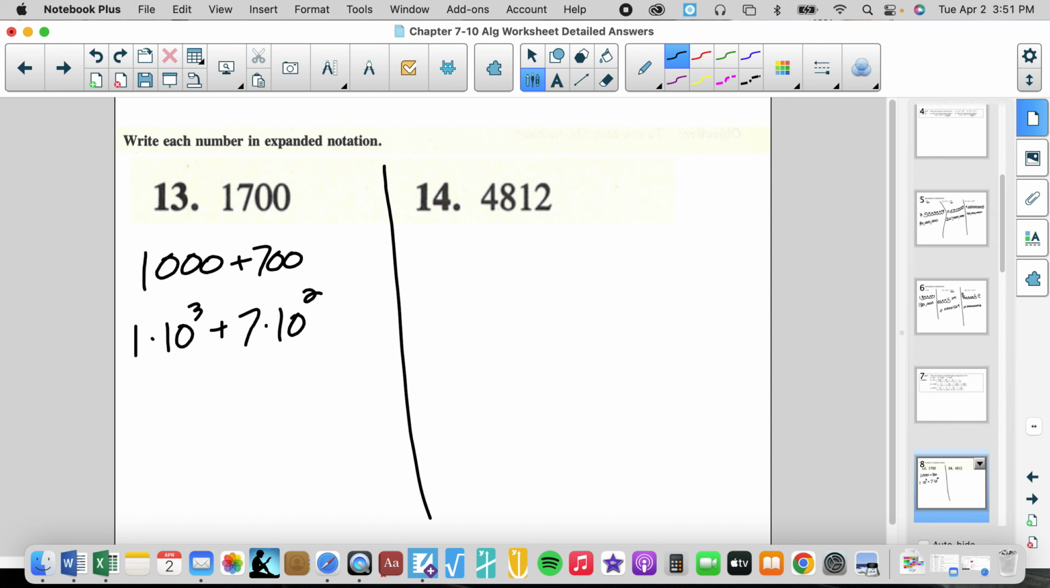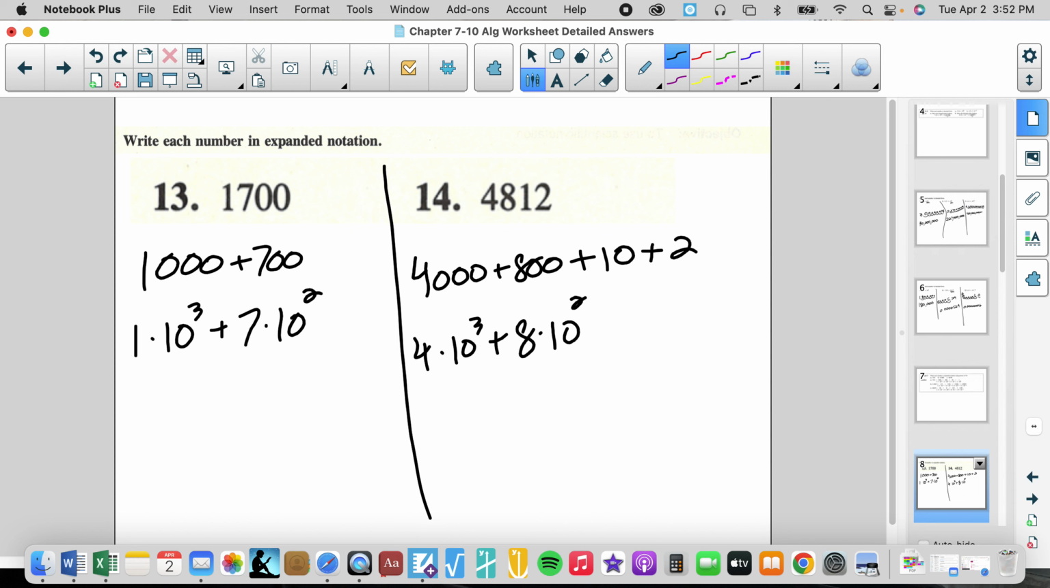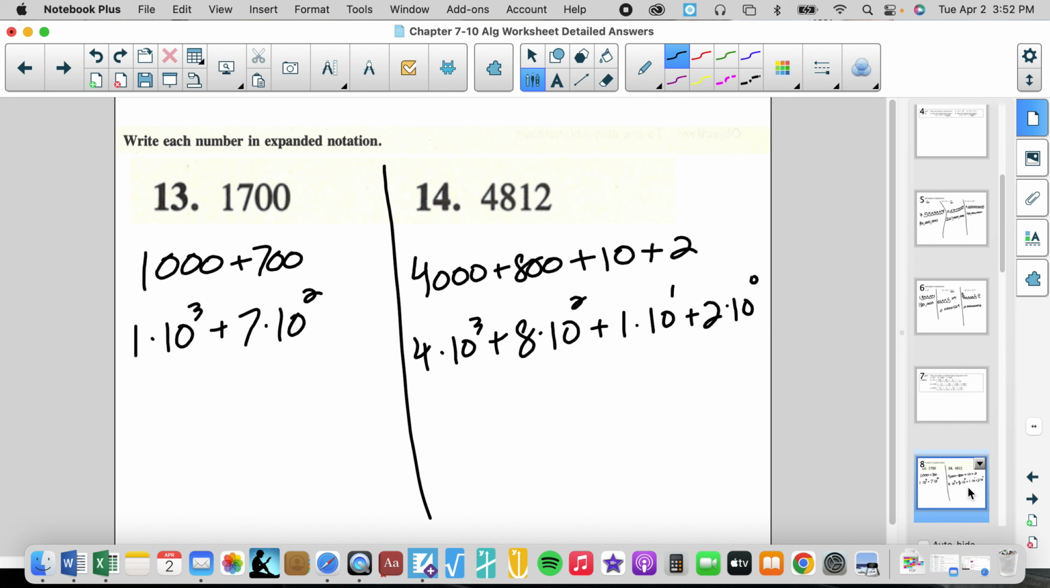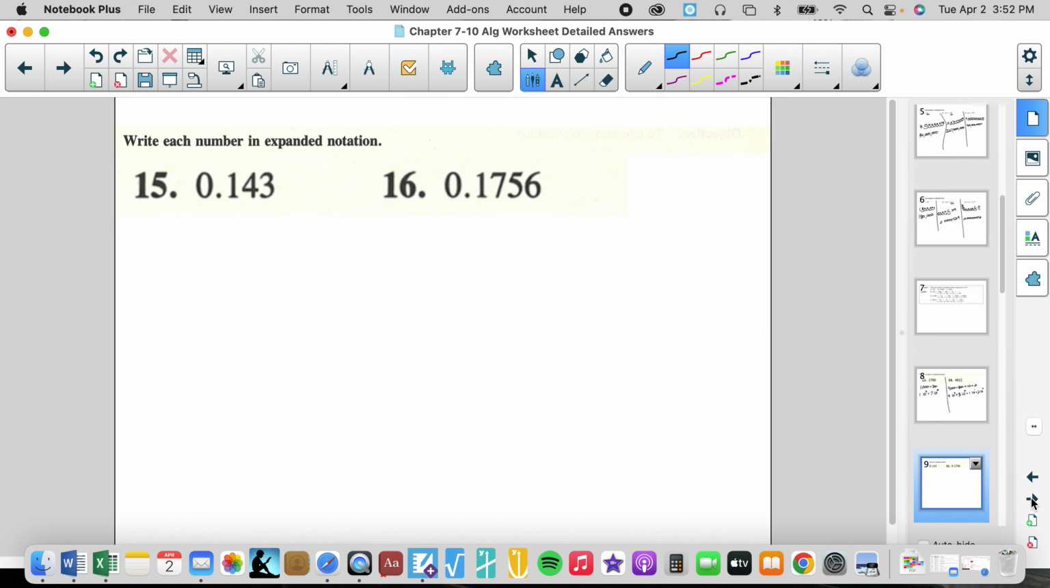So dumb. So this is 4,000 plus 800 plus 10 plus 2. So that is 4 times 10 to the third plus 8 times 10 to the second plus 1 times 10 to the first plus 2 times 10 to the 0. Do they do the 0? Let's look. What do they do? Yeah, 10 to the 0. Nice. I love it when they do it properly.